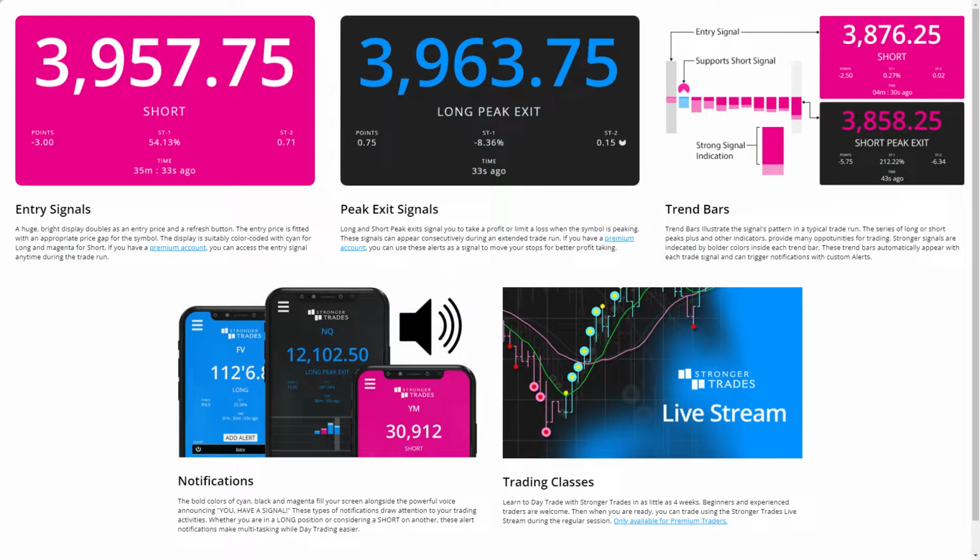Once you are familiar, you'll want to sign up for a premium trader or a basic trader account. While the premium trader account provides everything you've seen here, the basic account is limited to the entry and exit signals for micro indexes. Now, let's demonstrate a trade on the TradeStation platform.